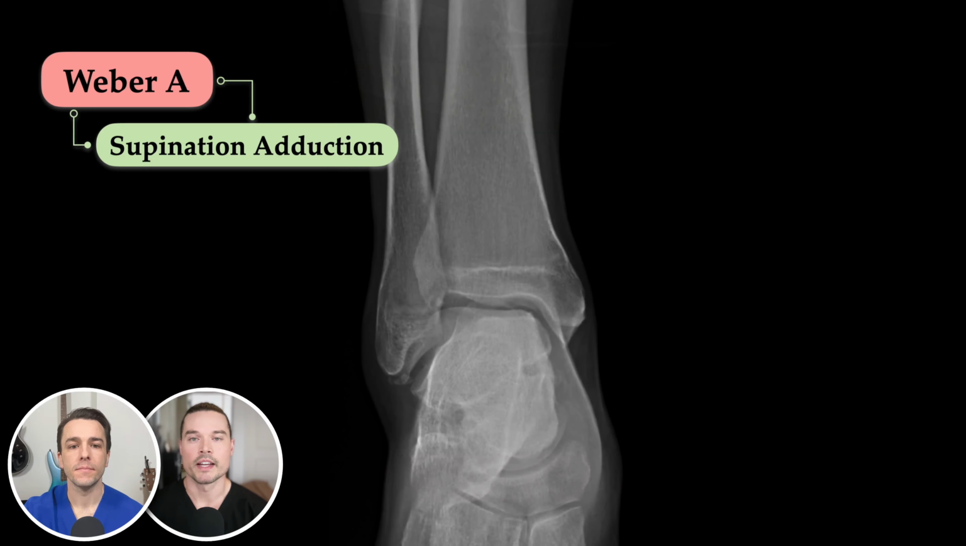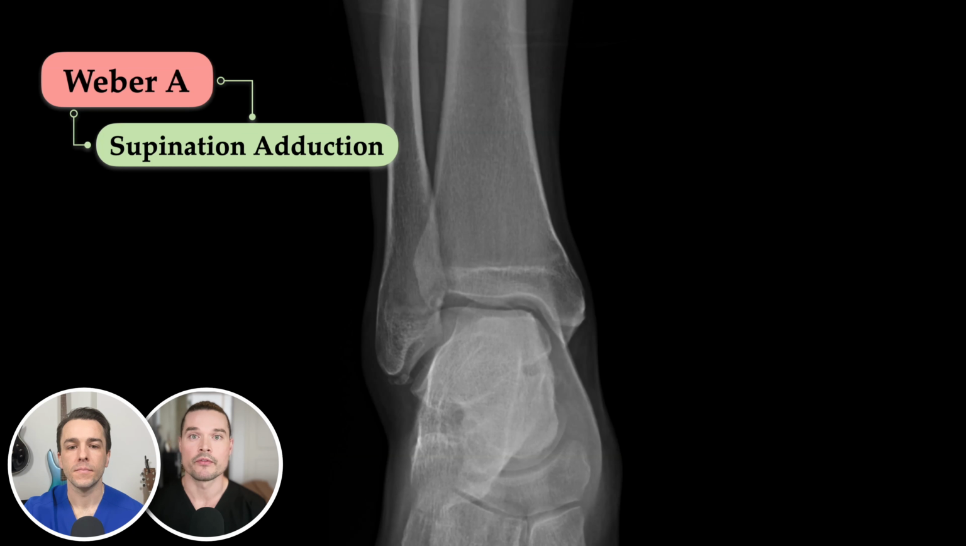So now that we've identified our Weber classification, we can think about the mechanism of injury based on our Lauge-Hansen criteria, and this will help us to identify any further pathology. So now that we have Weber A, I know this is a supination adduction injury.